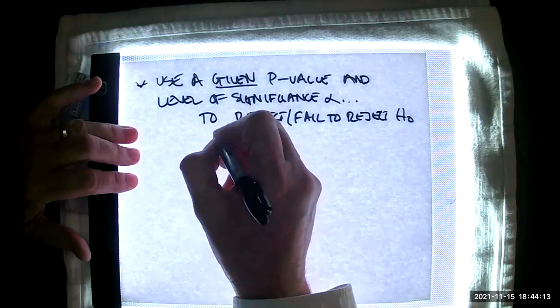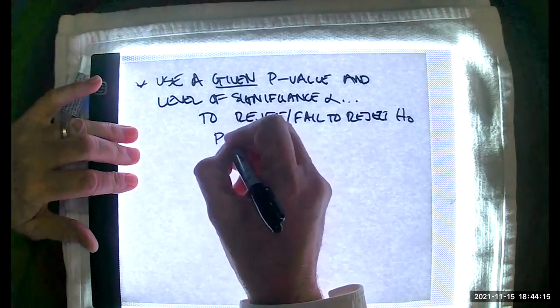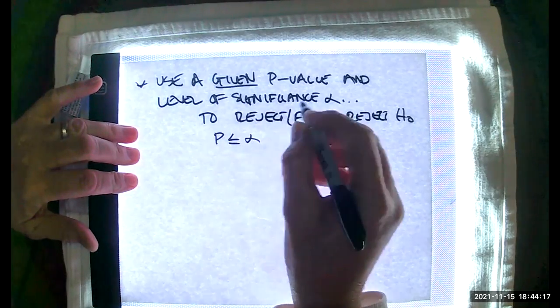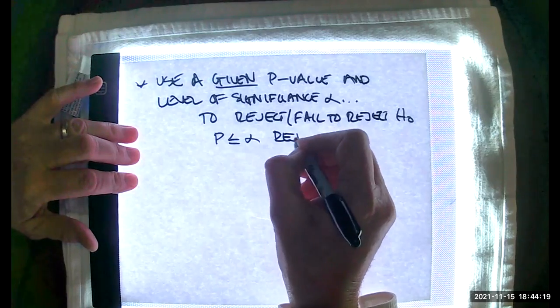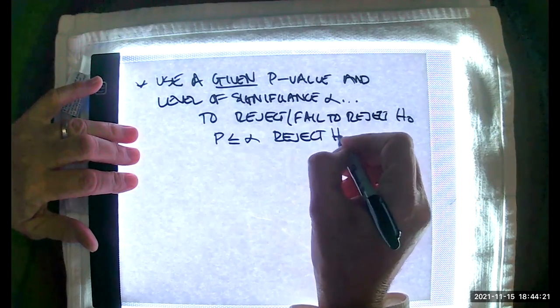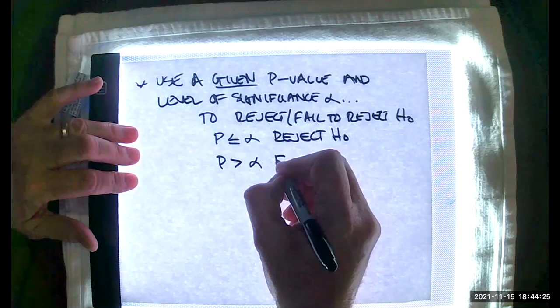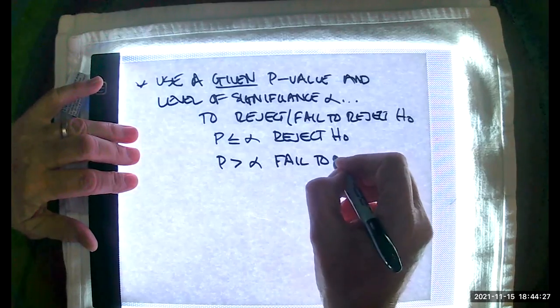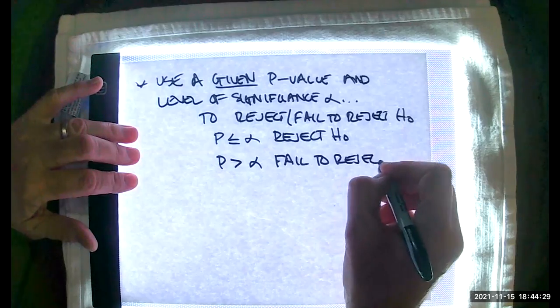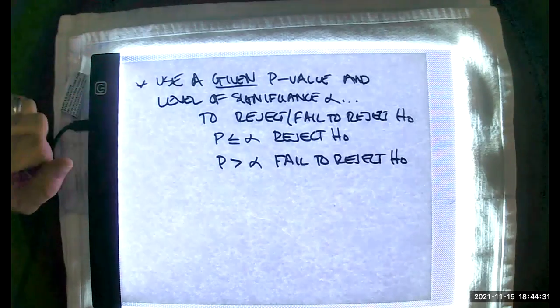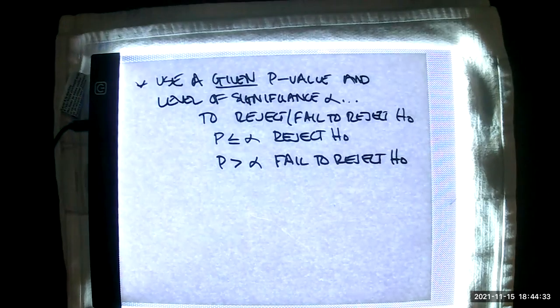I'll remind you that when the p-value is less than or equal to alpha, we reject the null hypothesis. When p is greater than alpha, we fail to reject the null hypothesis. So you want to keep that in mind as you think about the notion of the p-value and the alpha. This is the criteria we use.